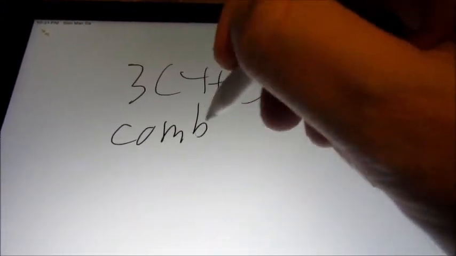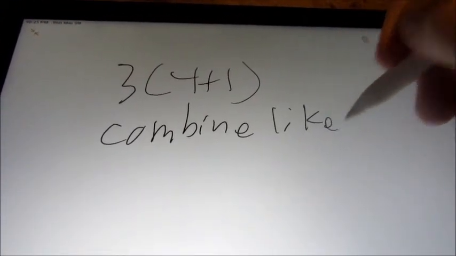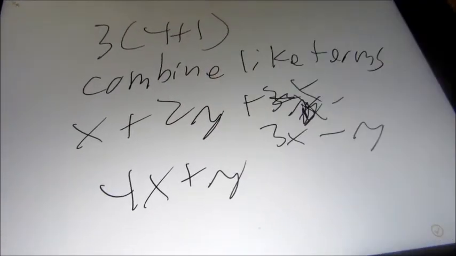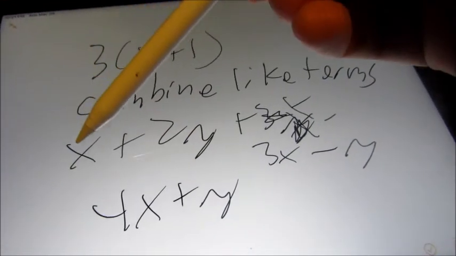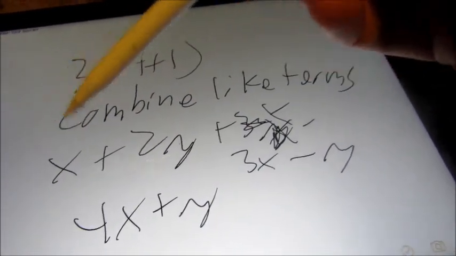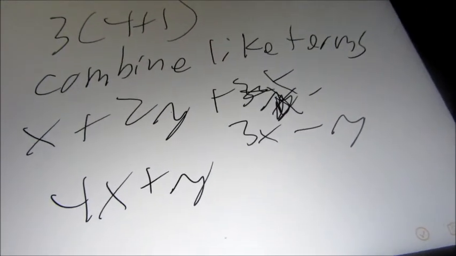The last thing in this section is combining like terms, and that is as far as the variables go. So if we have x plus 2y plus 3x minus y, we can combine the x's. So 1x plus 3x is 4x, and 2y minus y is 1y, or just plus y. So we can only combine things that are the same. Let's say that this is apples and oranges. So we have 4 apples and 1 orange.